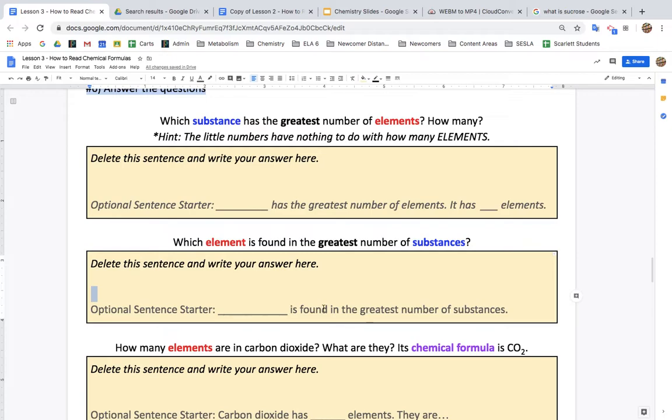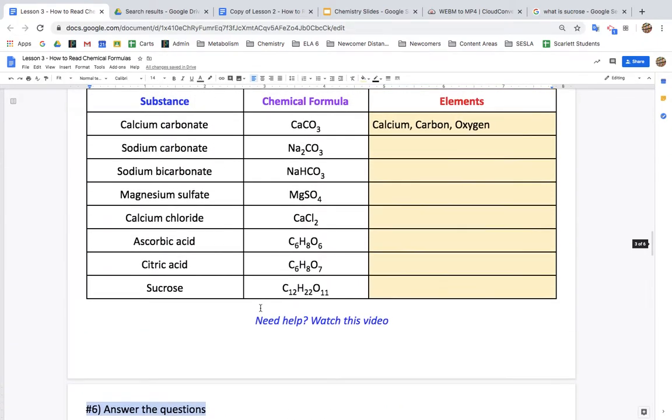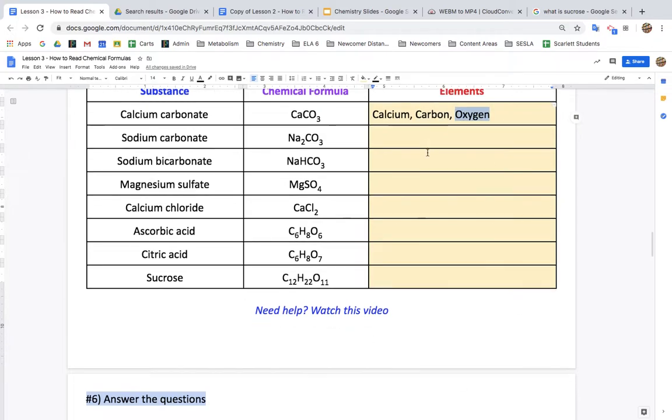So blank is found in the greatest number of substances. It should be the name of an element. For example, calcium is found in the greatest number of substances. Carbon is found in the greatest number of substances. Oxygen. But you have to look here to find out.